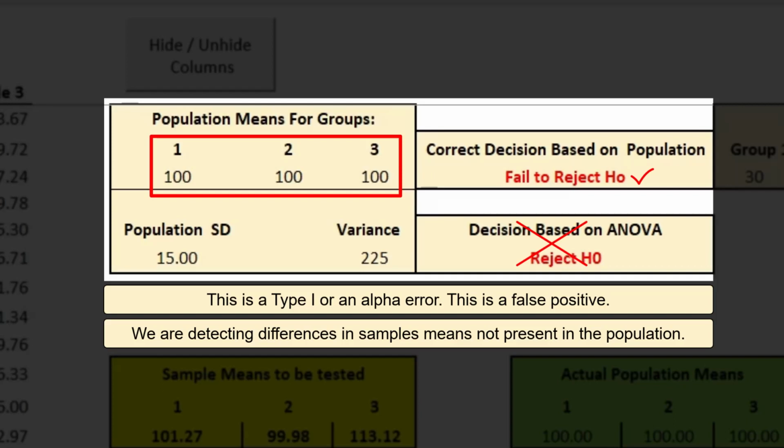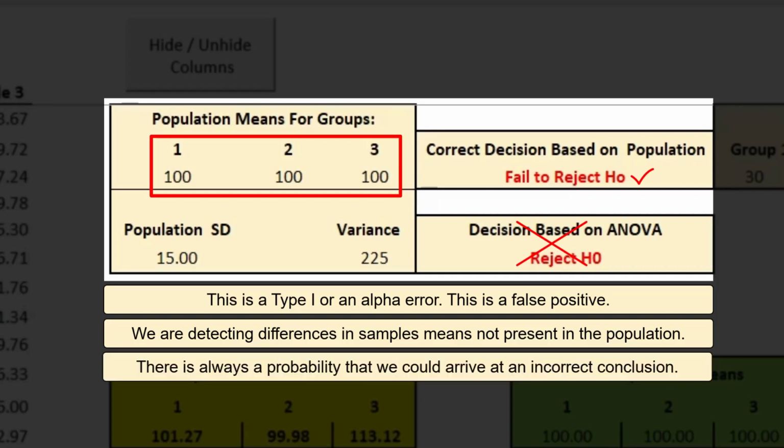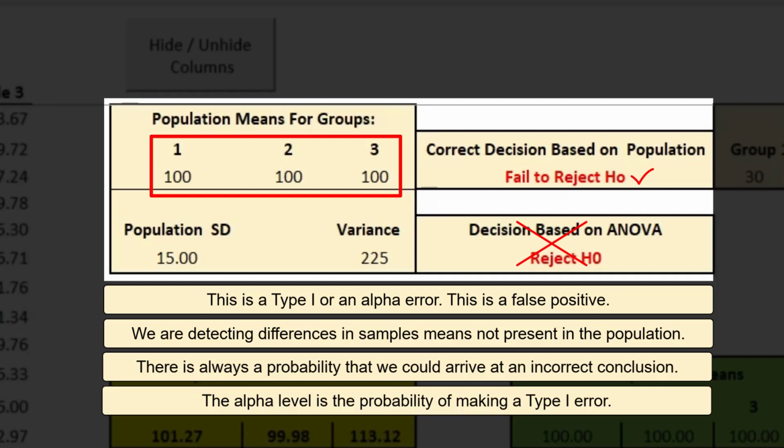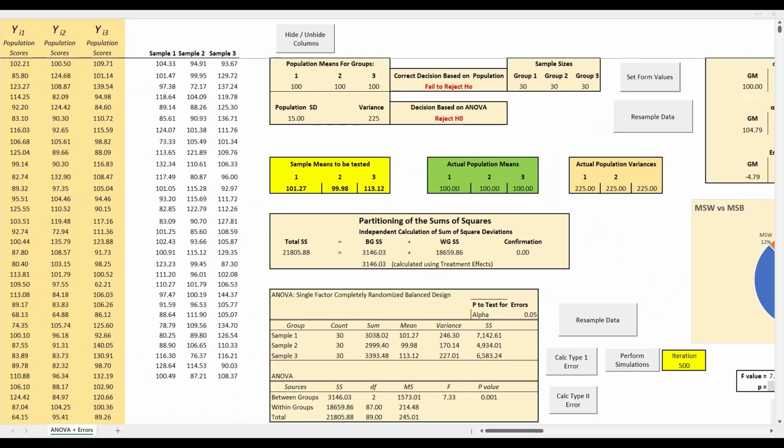While statistical tests, including ANOVA, provide powerful tools to make informed decisions, they're not infallible. There's always a probability, however small, that we could arrive at an incorrect conclusion. This is why the significance level, or alpha, is crucial. It represents the probability of making a type 1 error. In our case, the alpha level was set at 0.05 or 5%, which means there's a 5% chance of incorrectly rejecting the null hypothesis when it's true, and in this simulation, we've landed in that 5%. If we ran the same study with different samples 100 times, we would make an alpha error like this approximately 5 times. We are going to demonstrate this via simulation a little later in this video.